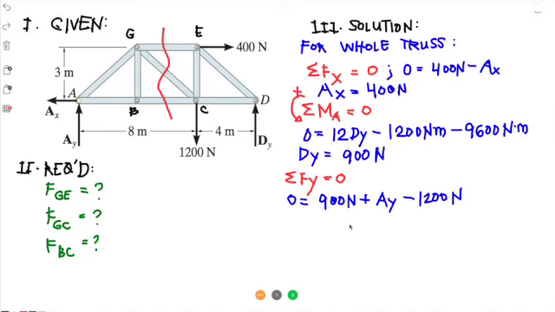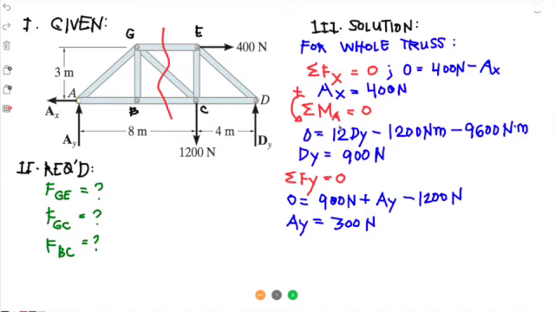So if we will do the math, that will give us 1200 minus 900 should be equal to AY, and that is a positive value. So it means that our assumption for the direction of AY is correct. So we have AY, that's 300 newtons.